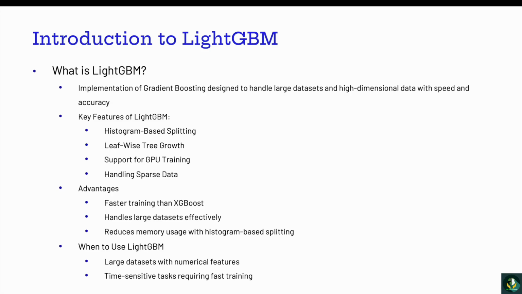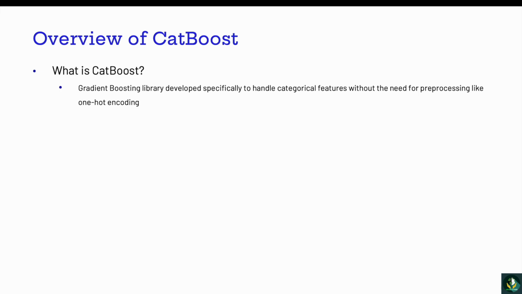Let's talk about an overview of CatBoost. Now, what is CatBoost? CatBoost is a gradient boosting library developed specifically to handle categorical features without the need for preprocessing like one hot encoding. The key features of CatBoost include its native support for categorical data, which uses statistical encoding for categorical features, preserving order and relationships.